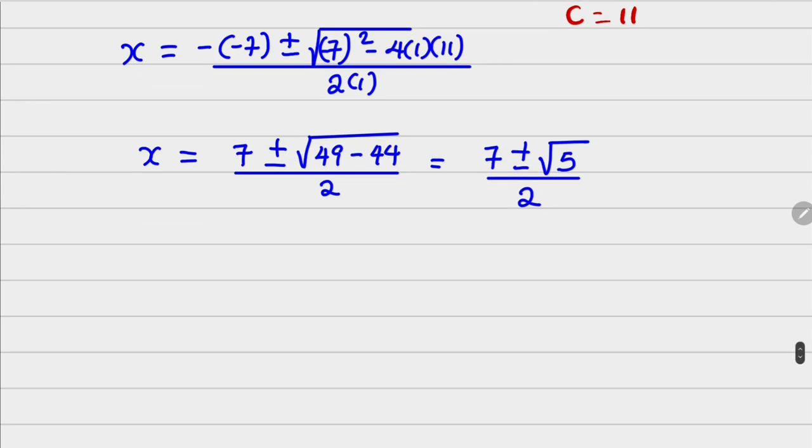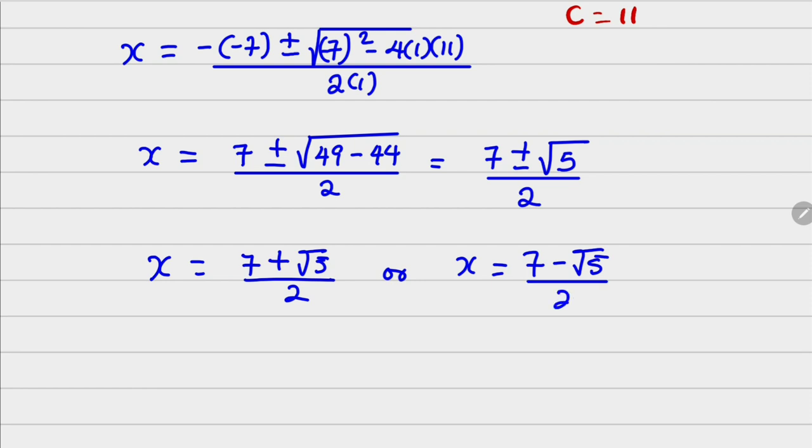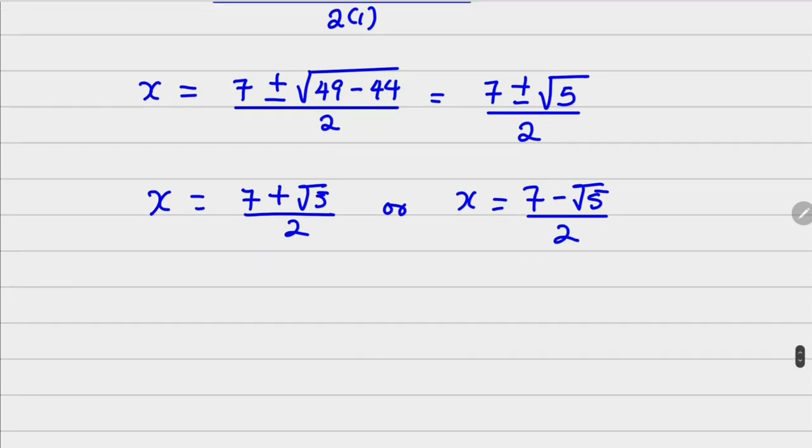Okay, now my x is either (7 plus root of 5) over 2, or x is (7 minus root of 5) over 2. Now, I've succeeded in working out all the possible real values of x.